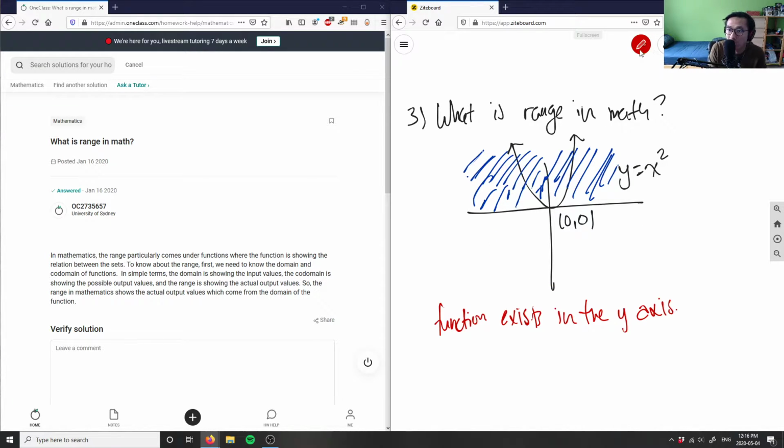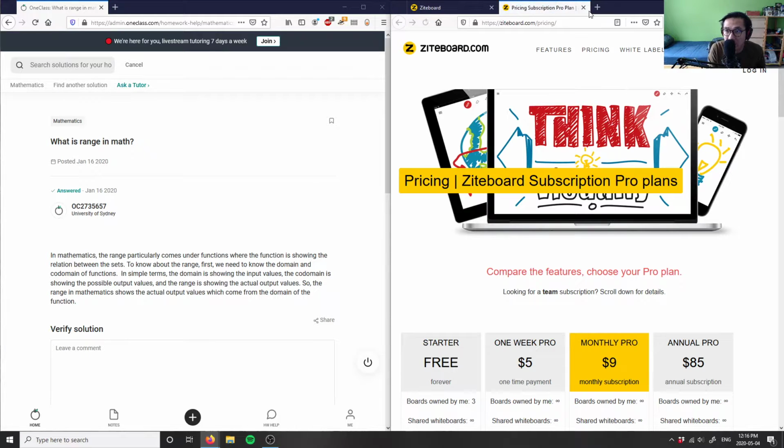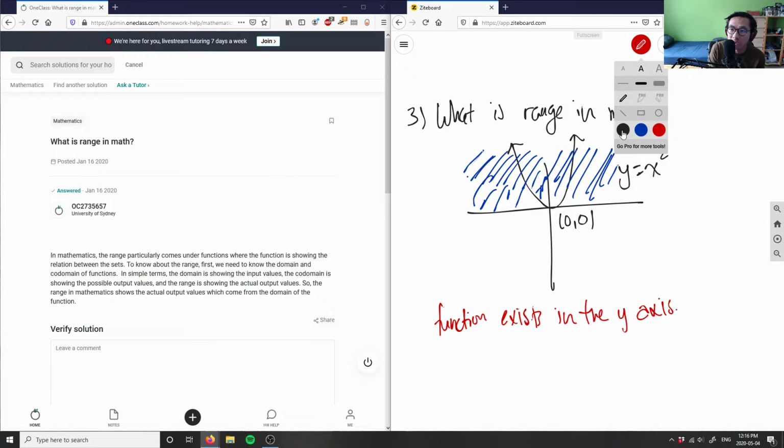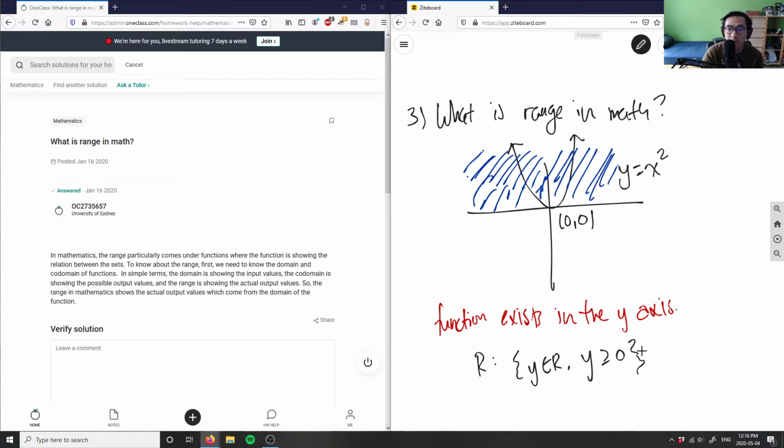So therefore, if I were to write the range of my function, I can say the range here for r is, and I use these squiggly brackets here. I can say y belongs to a set of real numbers, and I can also say that y has to be greater or equal to 0, because my y here can exist at 0.